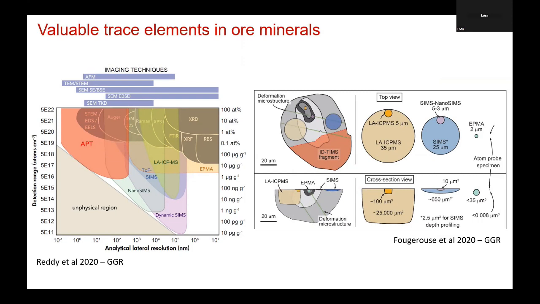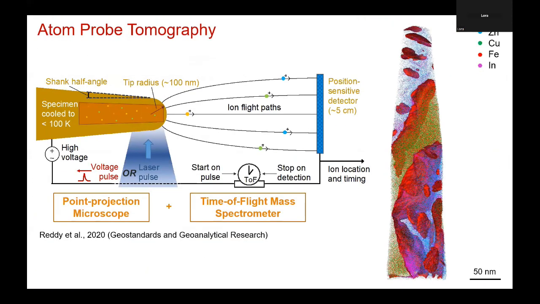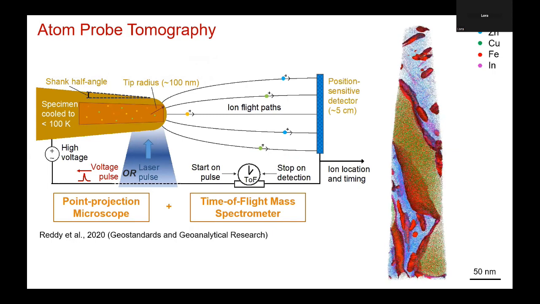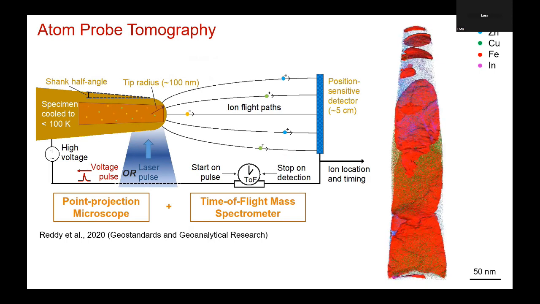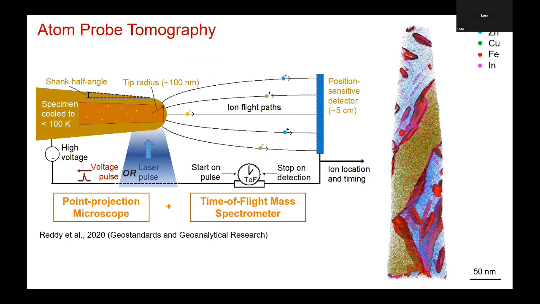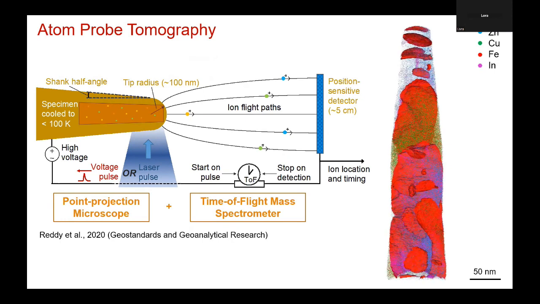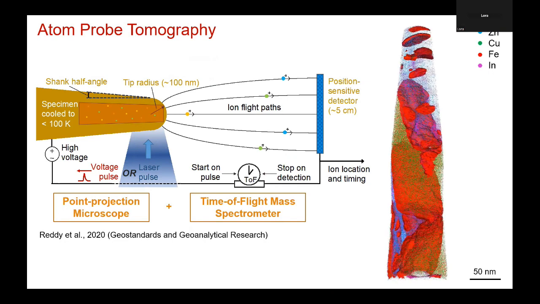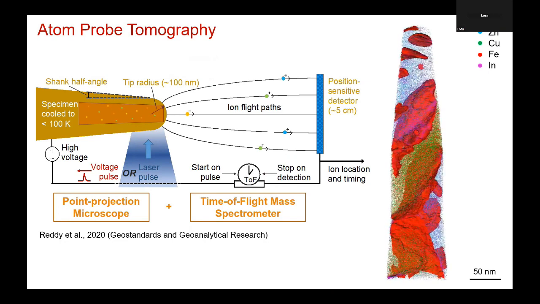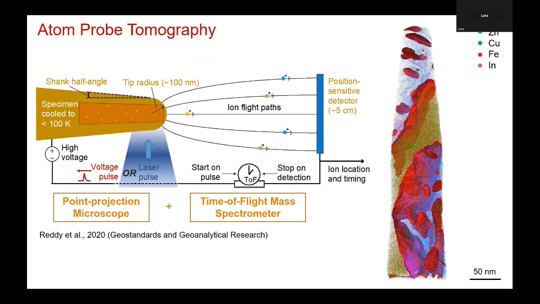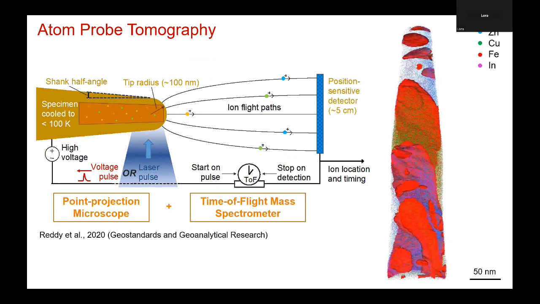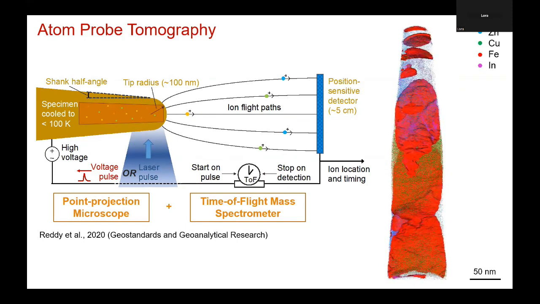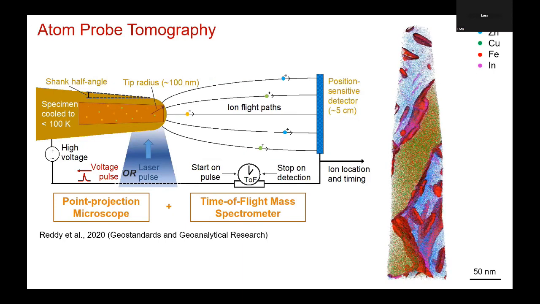Witchcraft, you say? I say, yes, it is. So this is how it works, very briefly. What we have is a sharp specimen. So this is made of rock. We prepare these using another instrument called a focused ion beam, and we're able to make these tips, which are very, very sharp. Here, about 100 nanometers at the apex, and they can be a couple of microns in length. Then by applying a high electric field, we actually evaporate the ions from these specimens. The ions are basically going to fly off our specimen.